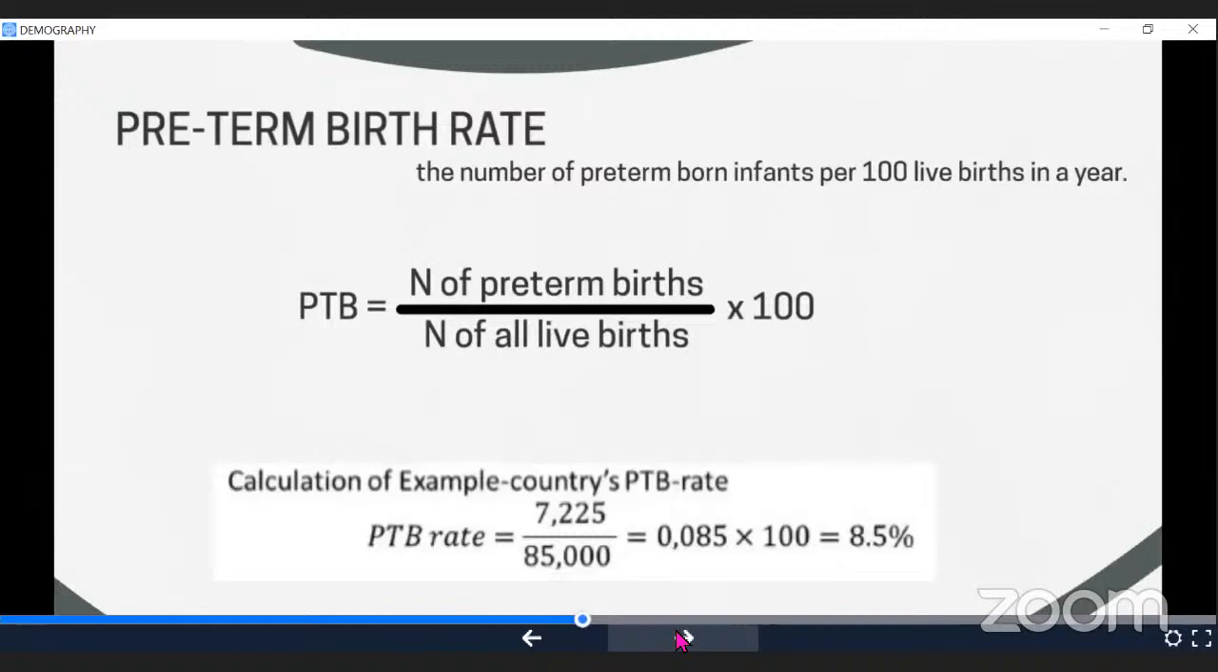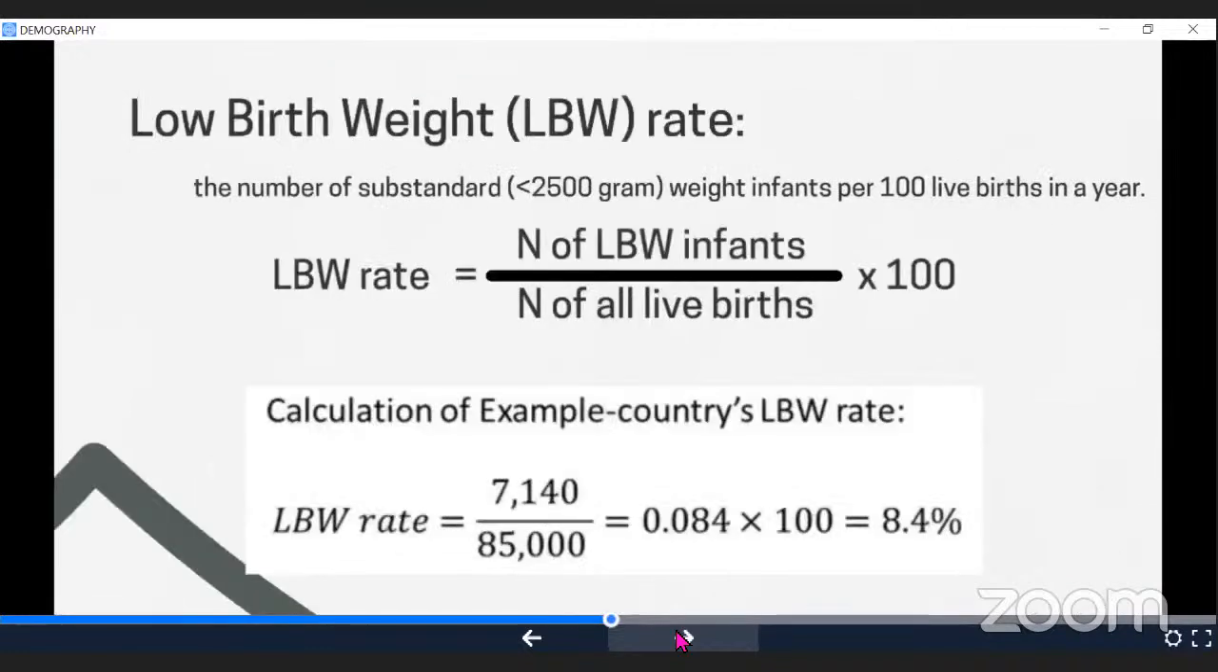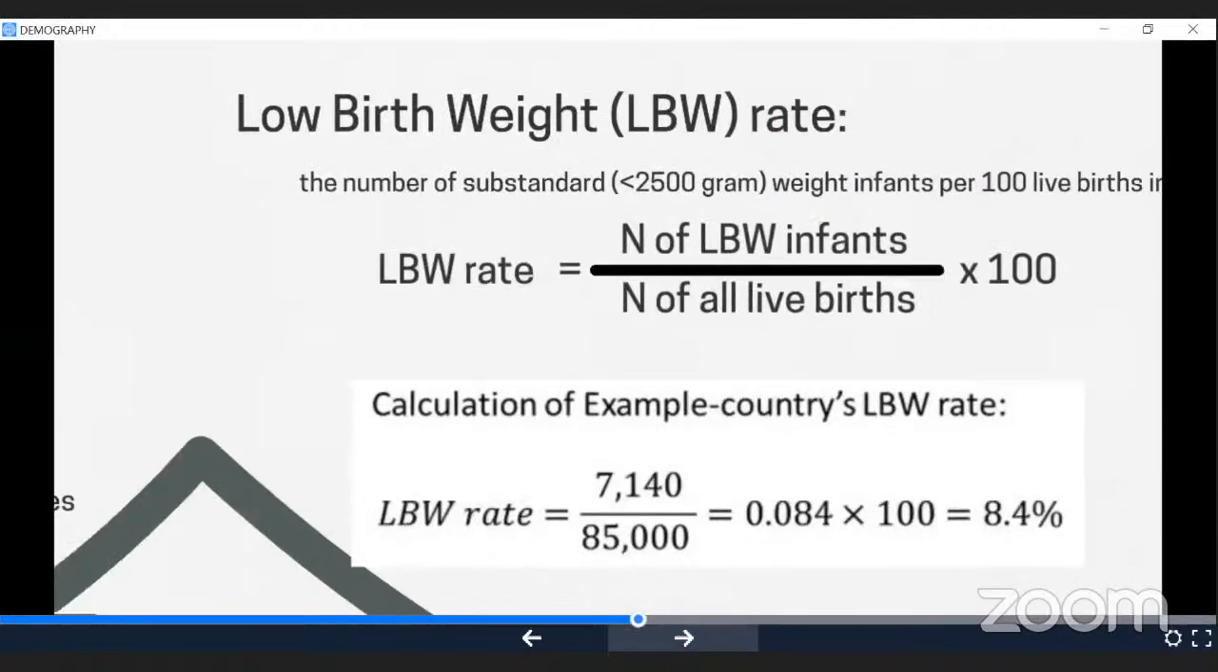Same way with preterm, you get the number of preterm births over the number of live births times 100. Okay? So these are some of your demographic indicators. Same way with low birth weight, you plug in the values, number of low birth weight infants over the number of all live births times 100, and you will get the value.